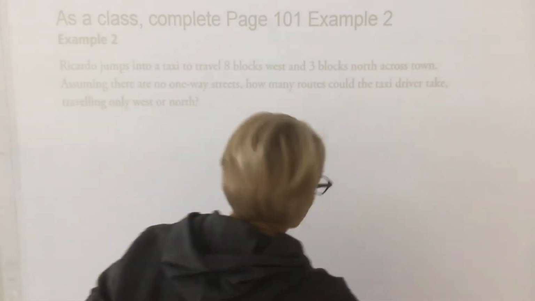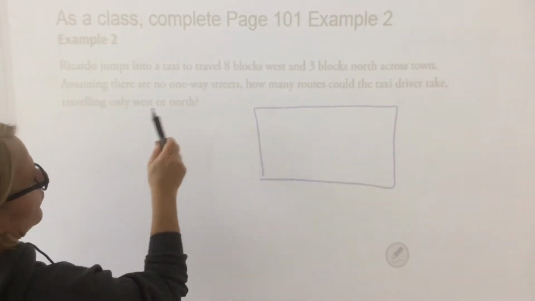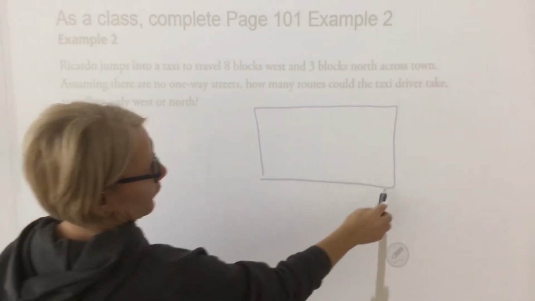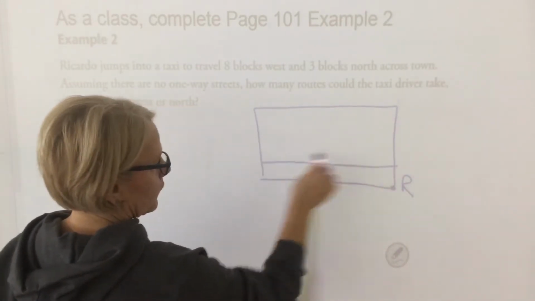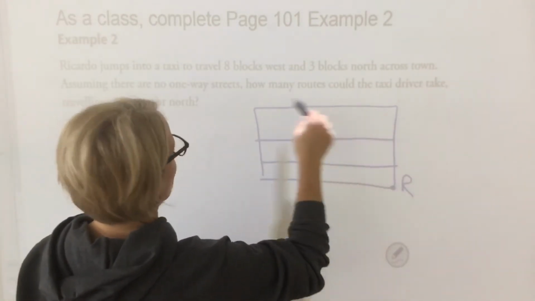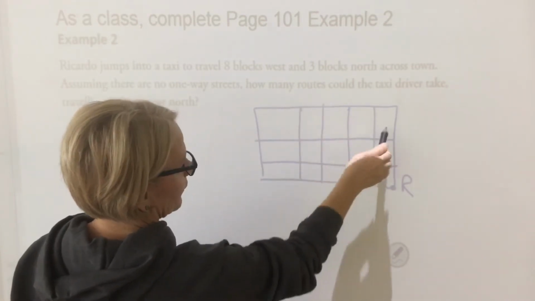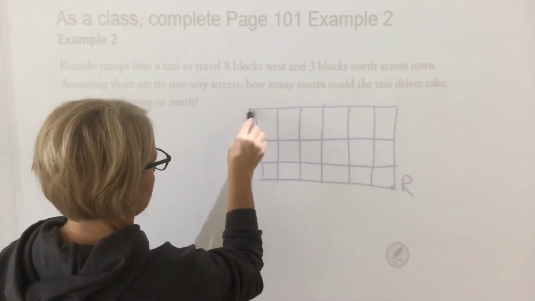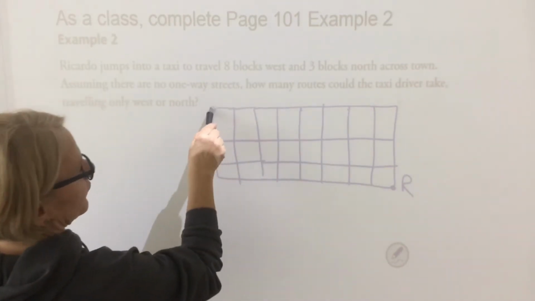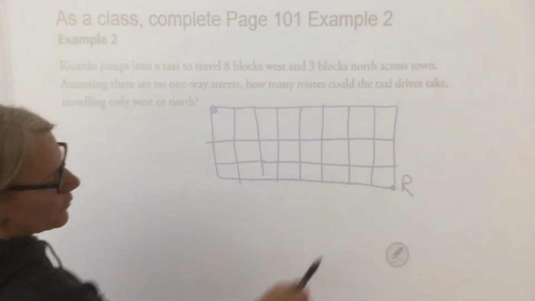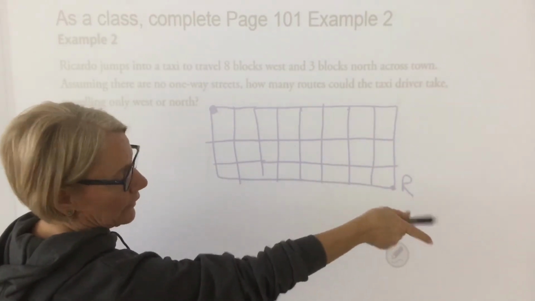Okay, so the picture of it would be, you have a grid, and Ricardo is going west and north. So if he starts here, he's always going to go north or west. And so he has 3 blocks. Let's see if I can get all of them in here. 1, 2, 3, 4, 5, 6. I need 2 more. All right, and he's going to go across town to that point. But he can again only go north and west. He can't go south and he can't go back east.